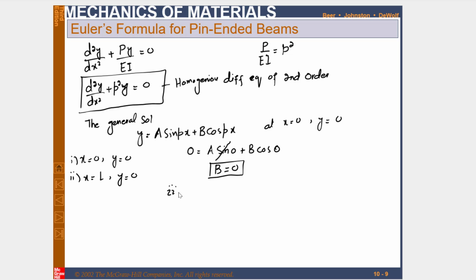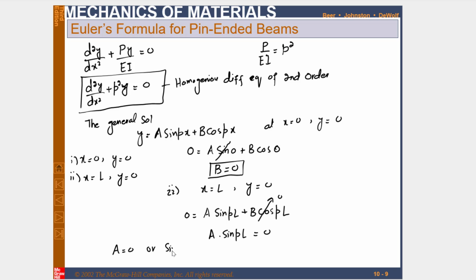Now for the second boundary condition, at x is equal to L, y is equal to 0, you have to put it in this general solution. So y will be 0, and this will be equal to a into sine of p into L plus b into cos of p into L. Clear? As b is equal to 0, this term will be 0, and you will get only a into sine of pL is equal to 0. Now what does it mean? It means either a is equal to 0 or sine of pL is equal to 0.